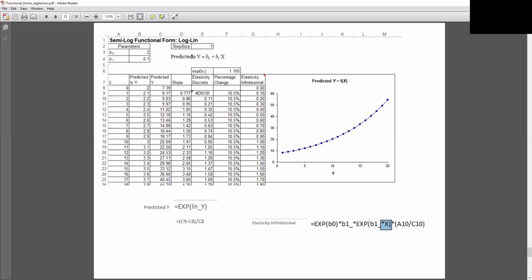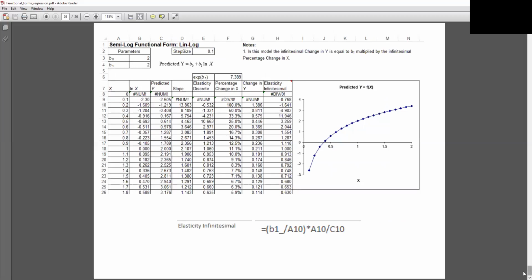But if you want to find elasticity, point by point, observation by observation, then we have to go for elasticity infinitesimal, where you have to use this formula. The formula you can easily do in Excel once you know what the formula is, right?